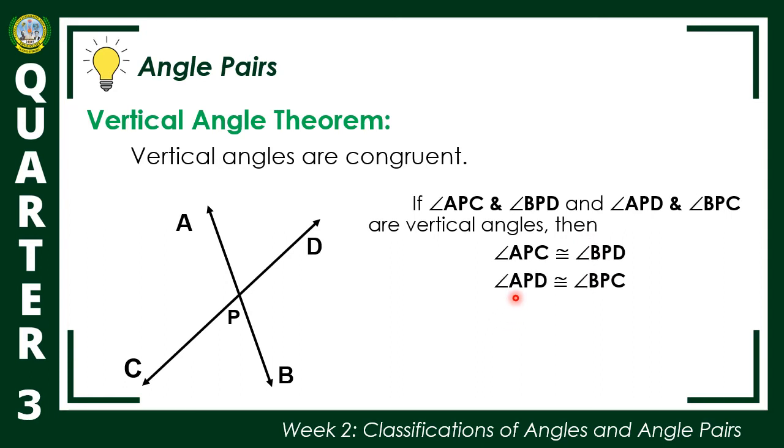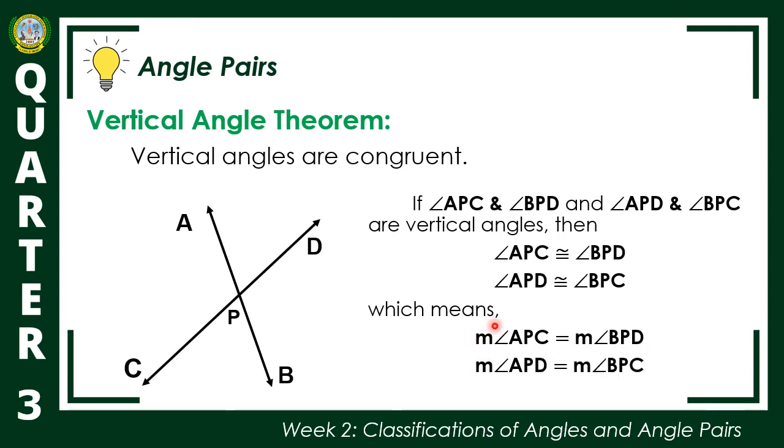Same with angle APD and angle BPC, they are also congruent, or pareho ang measure. So, if the angles are congruent, then we can also conclude that the measure of angle APC is equal to the measure of angle BPD, and the measure of angle APD is equal to the measure of angle BPC. Again, equal sign po ang ginagamit when we are relating the measurements.